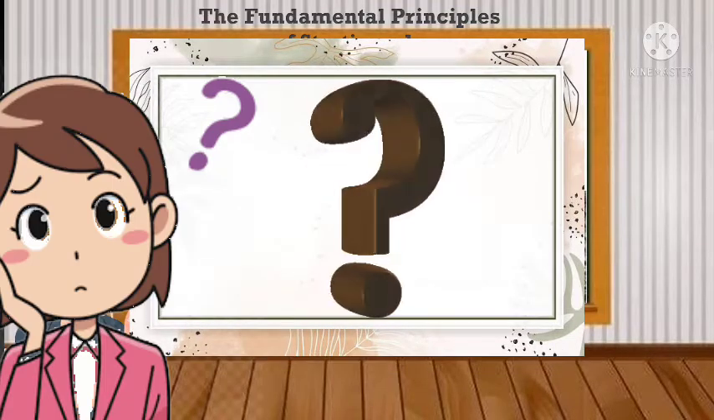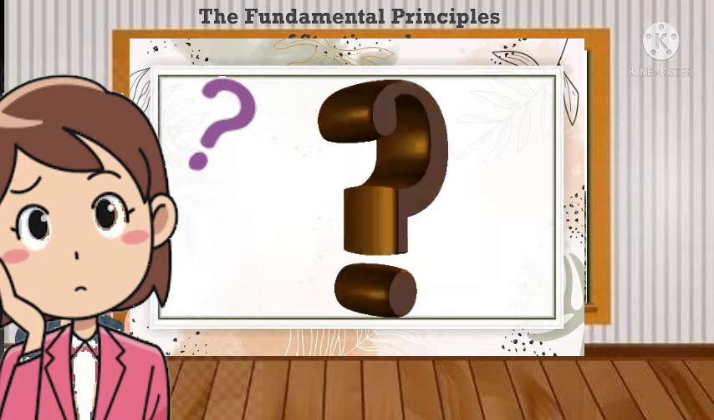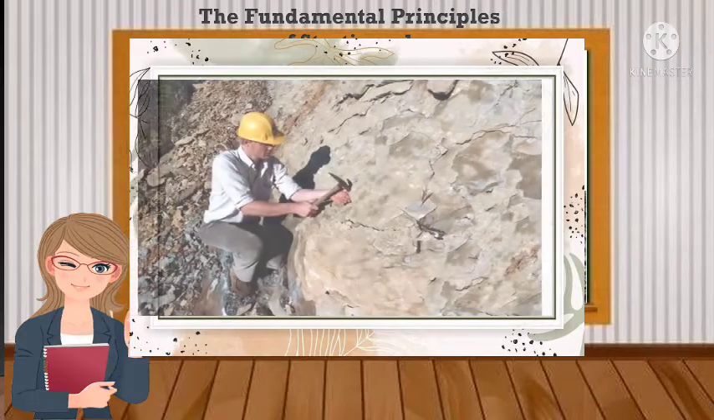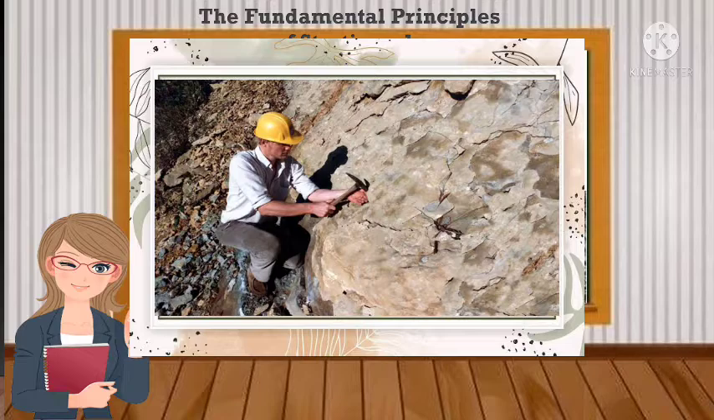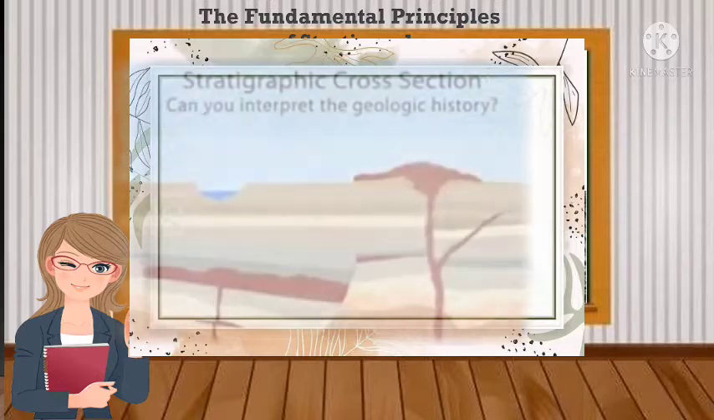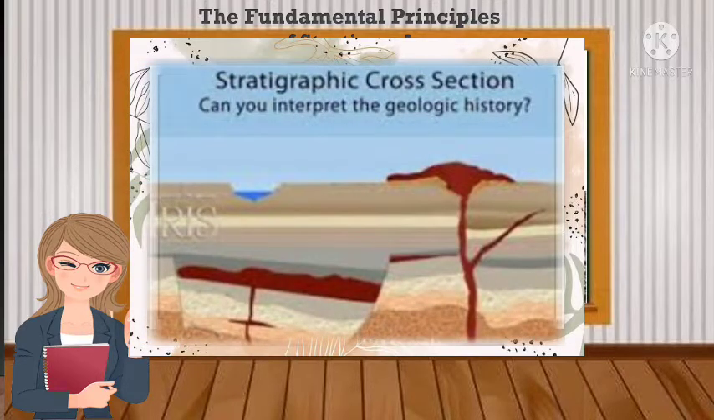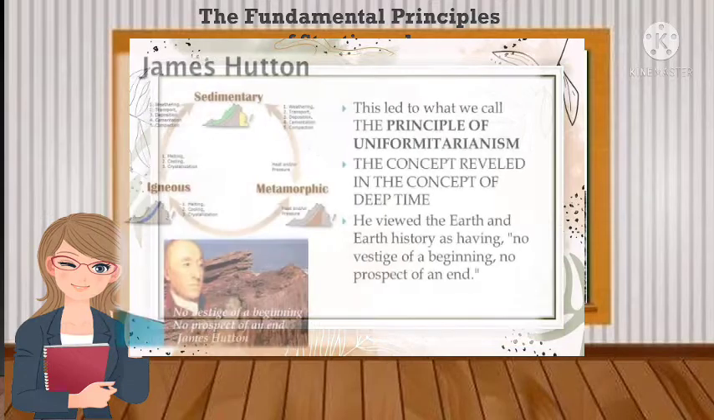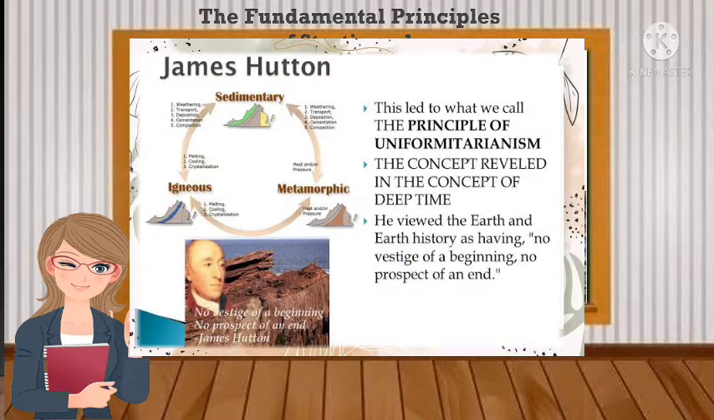Ask among yourselves, how do you think these geologists study stratigraphy? In their study of stratigraphy, they consider some of its fundamental principles, and we are going to discuss them one by one. The first one is the principle of uniformitarianism. This principle was postulated by James Hutton from the year 1726 to 1797.